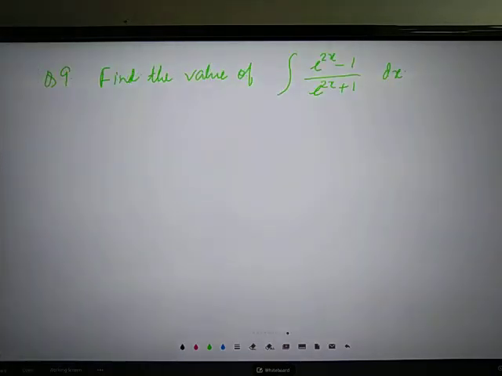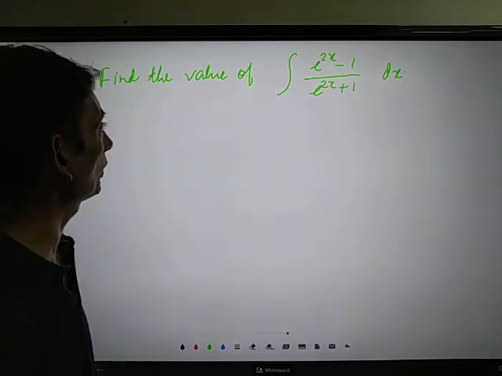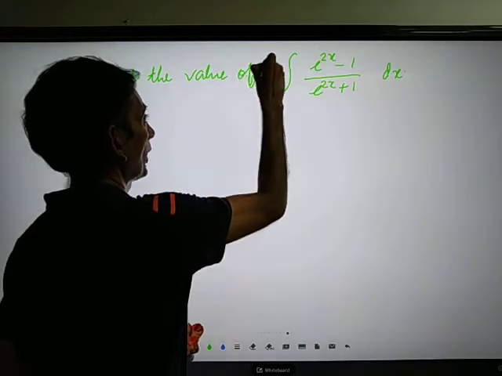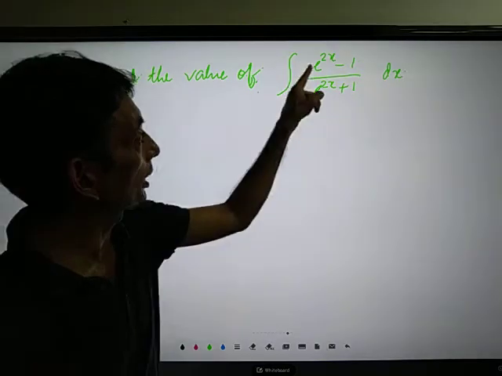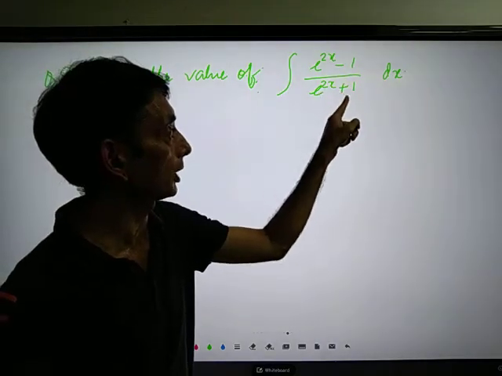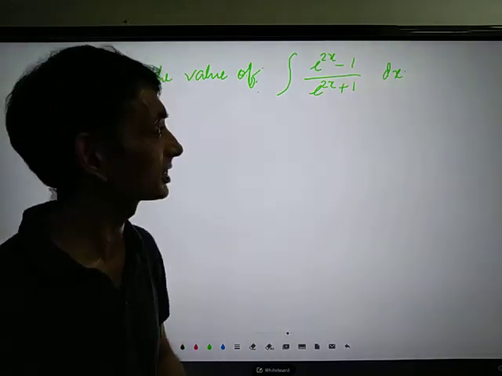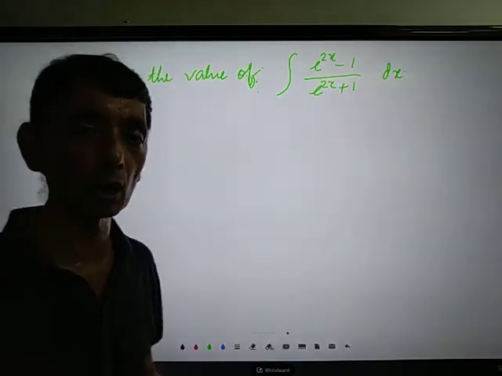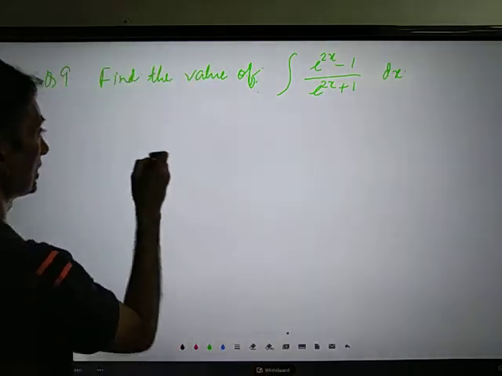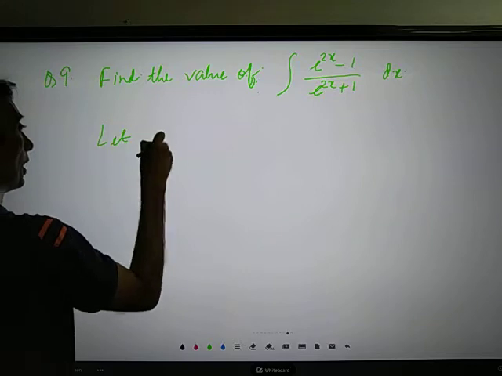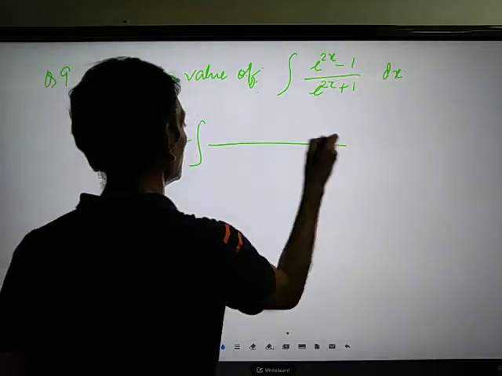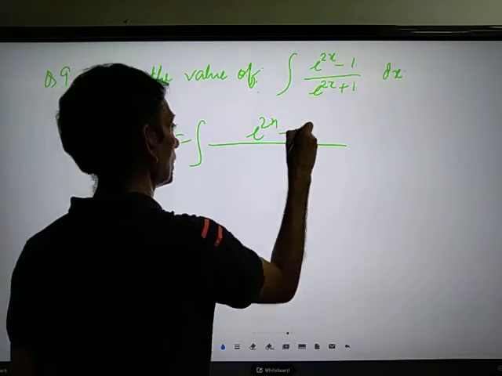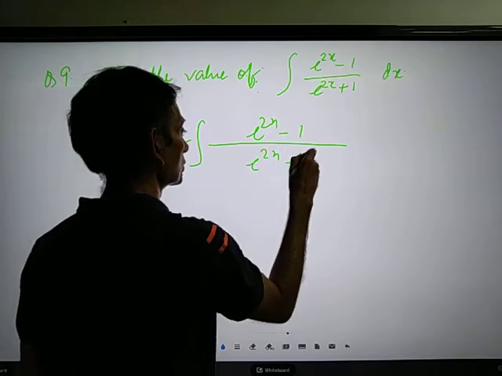Okay, I'll take this question. Find the value of the integration of e to the power 2x minus 1 over e to the power 2x plus 1, dx. It's simple, but you need to know a simple trick. How to solve this? Let I equal e to the power 2x minus 1 over e to the power 2x plus 1.